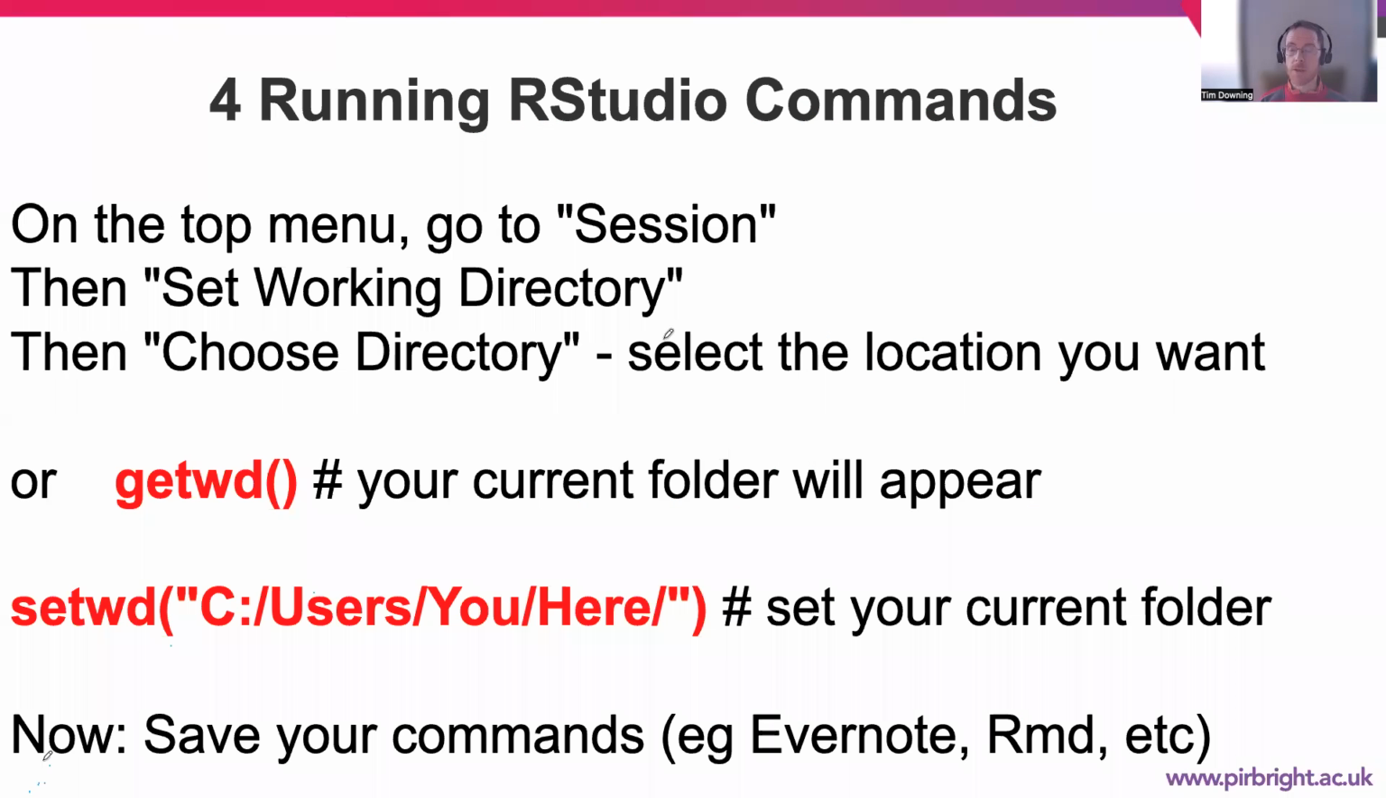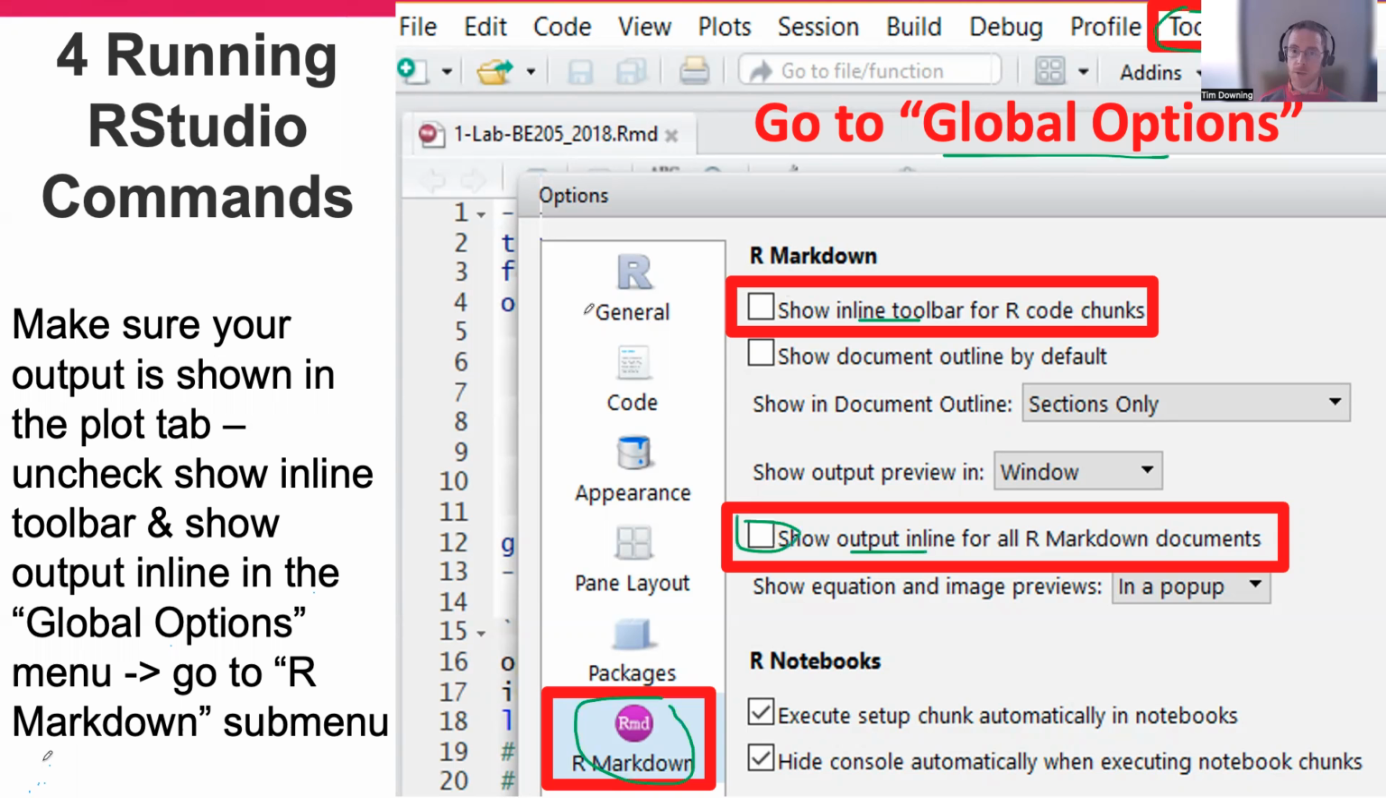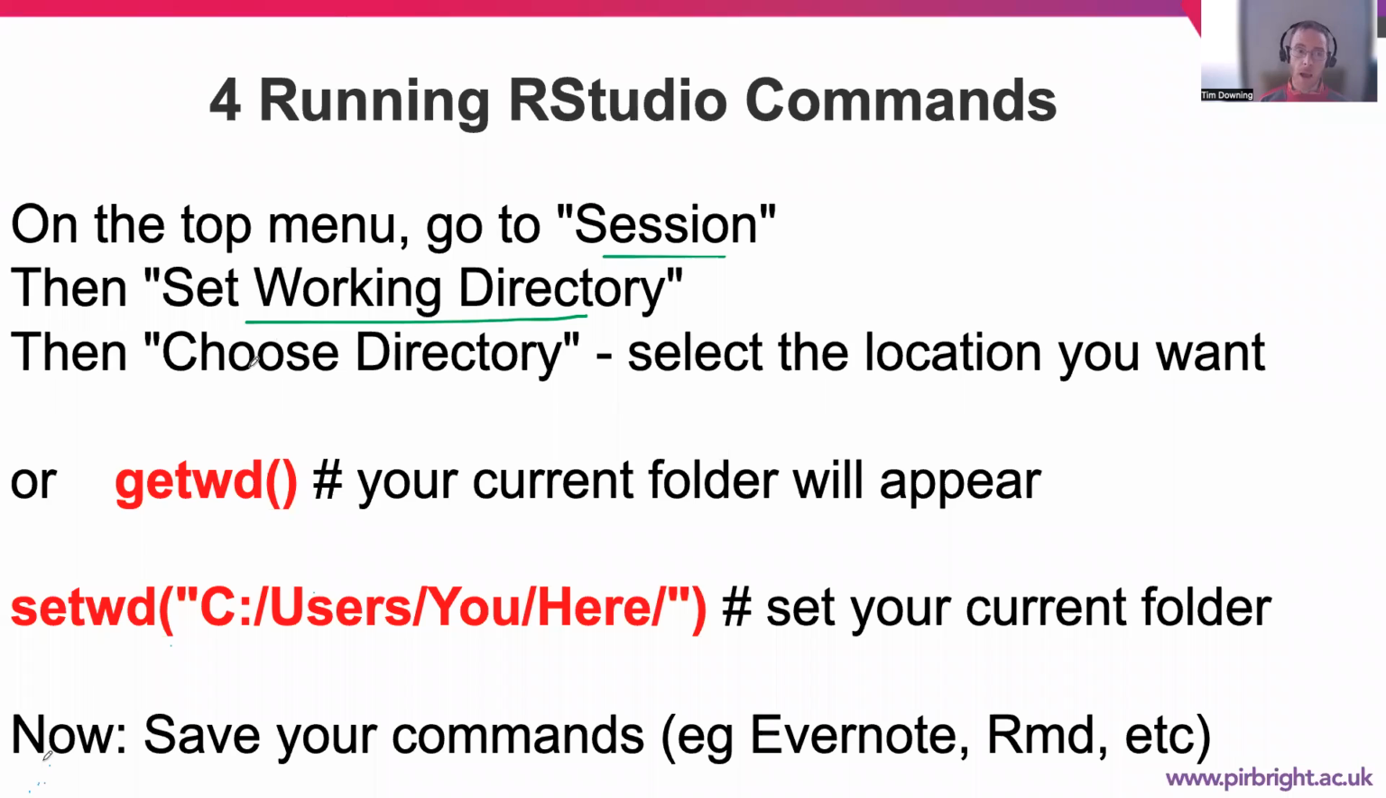Another important feature is setting your working directory. So remember, at the top, go to Session and then Set Working Directory. So you can see that up here, we have the option Session. So you can go to Set Working Directory there, and it allows you to choose your directory. So you can select the location that you want. That's probably the easiest way to do it at the start. You can also use Get Working Directory to get your current folder to appear. You can see here, no arguments are needed for this. It'll just know what you're trying to do automatically.